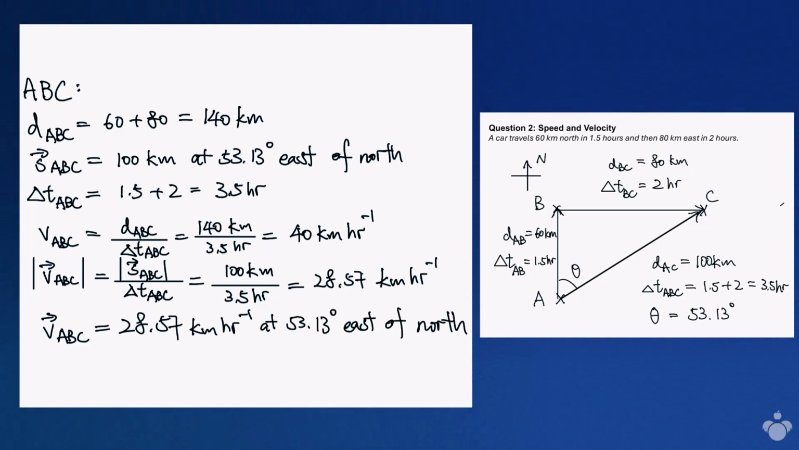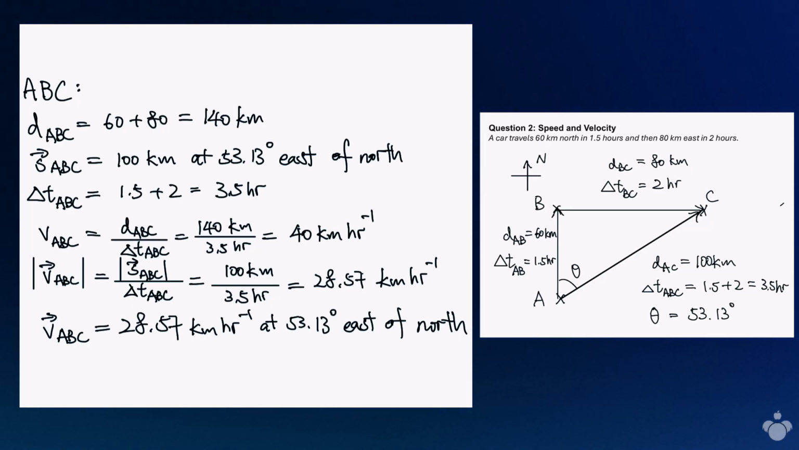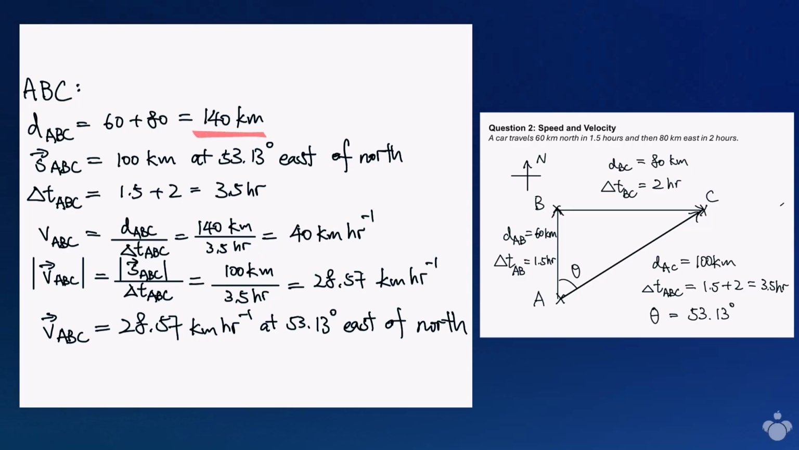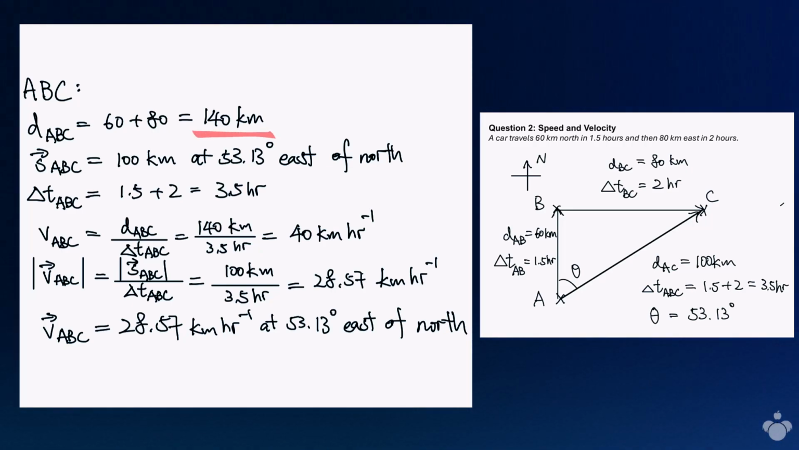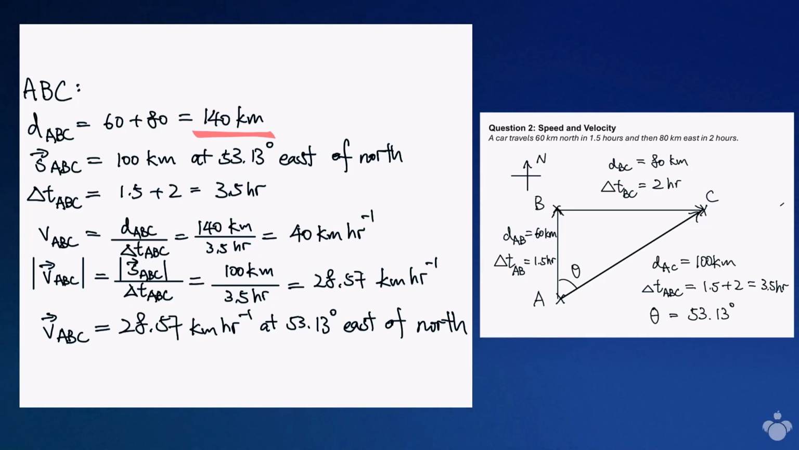It's important to note the difference between distance and displacement in this context. Distance refers to the total path traveled, which is 140 kilometers in this case. Displacement, however, is the straight line distance between the starting and ending points of the path of focus, which is 100 kilometers. The average speed is calculated using the total distance, while the average velocity depends on the displacement. For vector quantities like velocity, both magnitude and direction must always be considered.